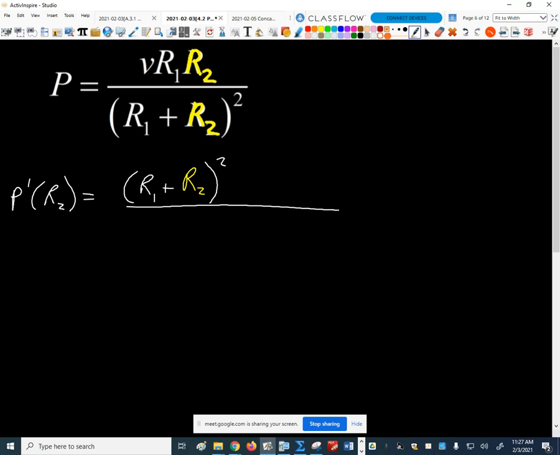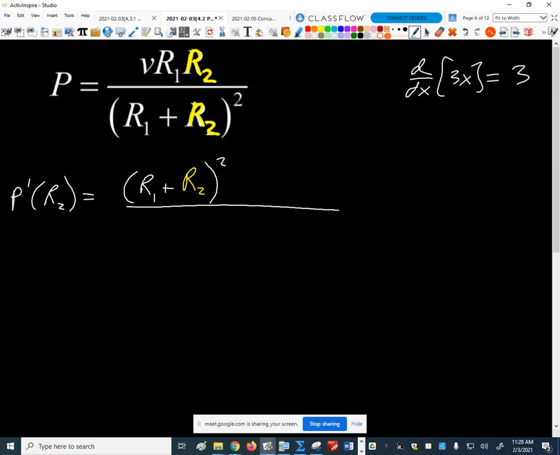Wouldn't it just be 0? No, answer me this. What's the derivative with respect to X of 3X? Isn't it just 3? Yeah, it would just be 3, right? Okay, yeah. So what's the derivative of VR1 R2 with respect to R2? VR1. There you go, right? It's this constant VR1 times the derivative of my variable, which is just 1, right?